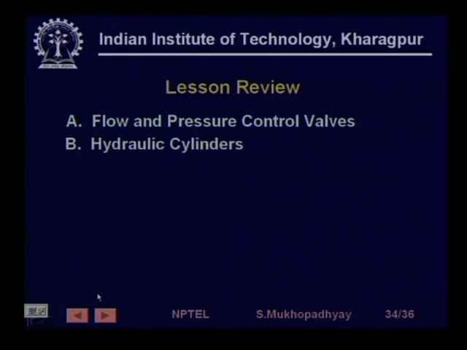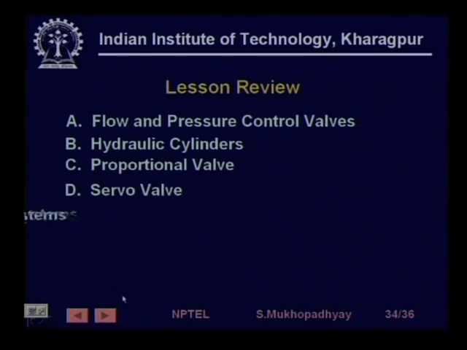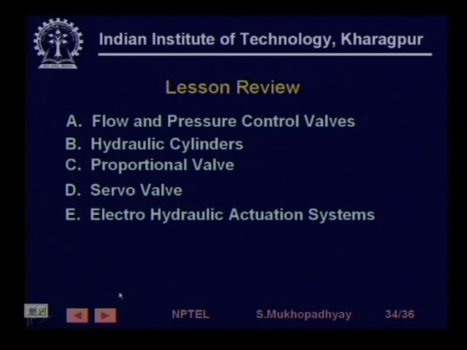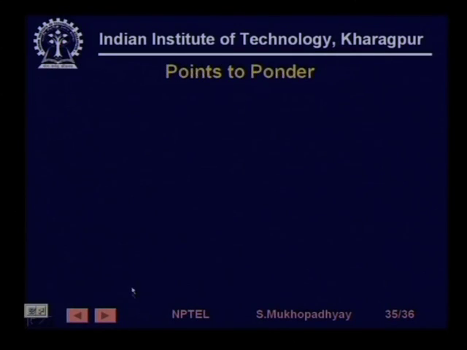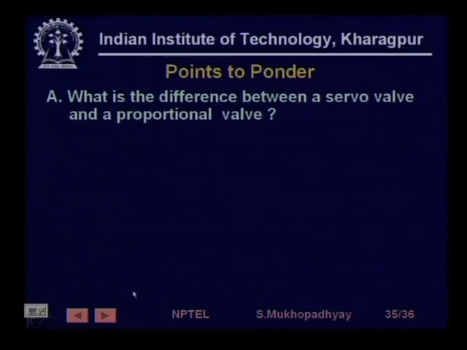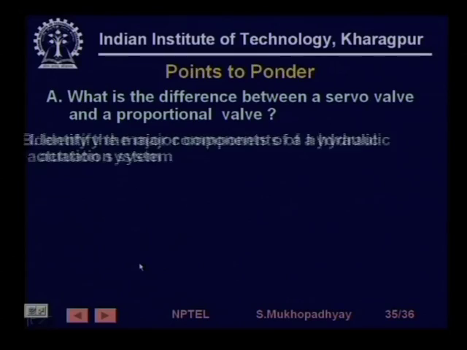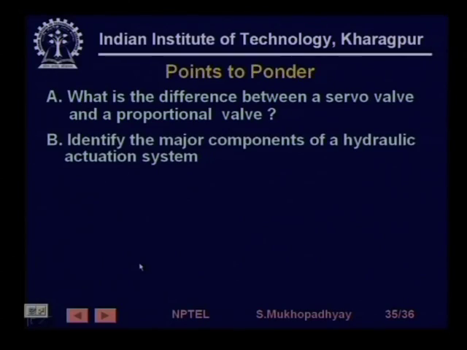So, we have come to the end of the lesson. We have seen flow, pressure and control valves, we have seen hydraulic cylinders, proportional valves, servo valves, and some hydraulic actuation systems. Last, points to ponder. What is the difference between a servo valve and a proportional valve? Is it in terms of feedback? Is it in terms of performance accuracy? Is it in terms of structure, drive, what?